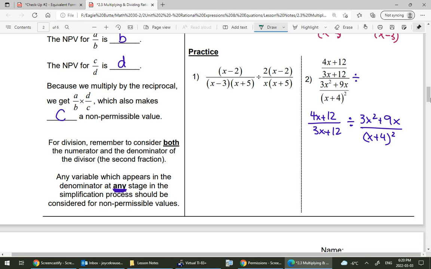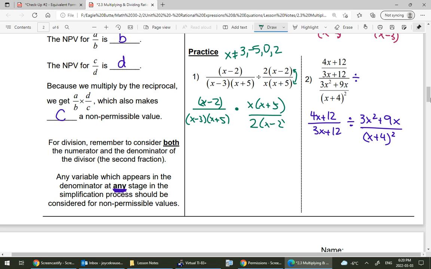All right, so first one's really nice to see everything is already factored. That makes my life so much easier. We can do our NPVs. X cannot be 3, x cannot be -5, x cannot be 0. And remember, because we're flipping it, we have to consider that x cannot be 2. So our restrictions, we've got -5, 0, 2, and 3. And the next step then is to write this out as a multiplication statement. So (x minus 2) all over (x minus 3) times (x plus 5) multiplied by x times (x plus 5) all over 2 times (x minus 2).